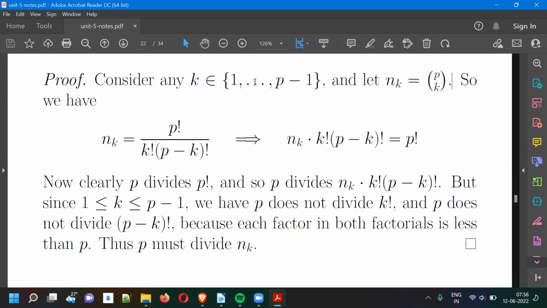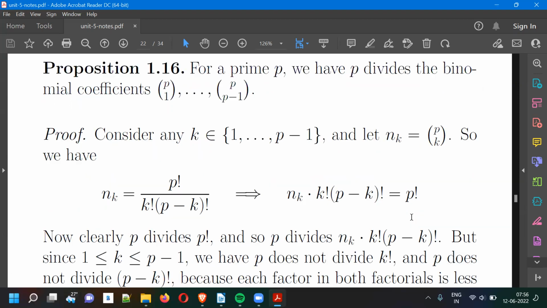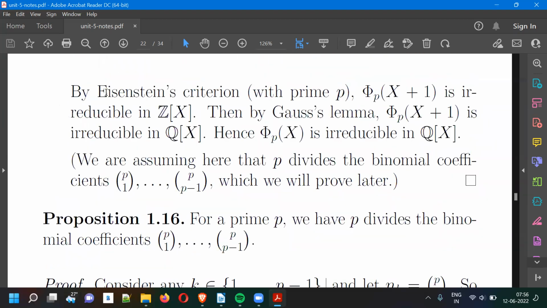Note that this is exactly where we use, very importantly, the fact that k is between 1 and p minus 1, because then p does not divide k factorial and (p minus k) factorial. Okay, so p divides p choose k, and this completes the proof. Then we can apply Eisenstein, and therefore phi p is irreducible in Q[x], and we are done.